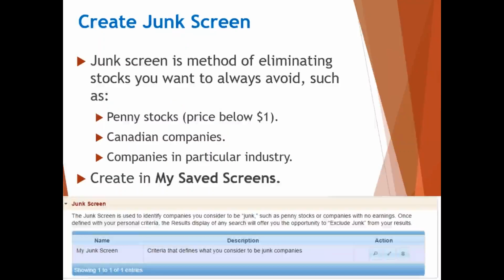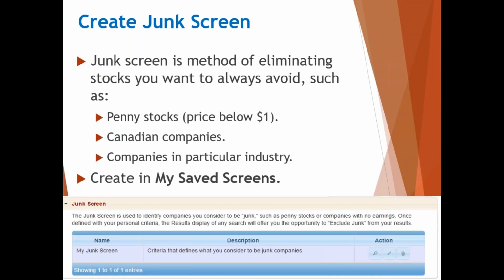I'm very confident. The first is the junk screen, which I mentioned earlier. The junk screen is a way of eliminating stocks from a result set that meet your criteria, but for other reasons are not stocks that you want to consider. For instance, penny stocks or stocks that are below $1 or $5. Many clubs stay away from stocks that have very low stock prices, or Canadian companies. Not because we don't like Canadian companies, but because of the currency issues, they get complicated to study.